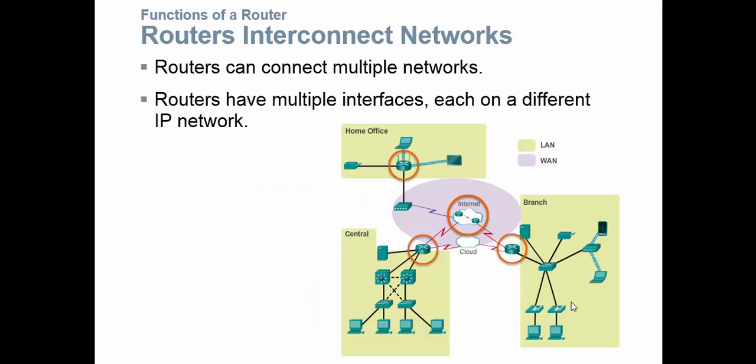Our routers interconnect our networks. So routers can connect multiple networks. That means one or more networks to that additional router. Routers have multiple interfaces, each on a different IP network.